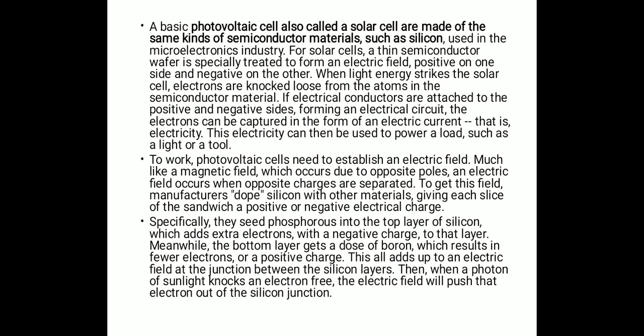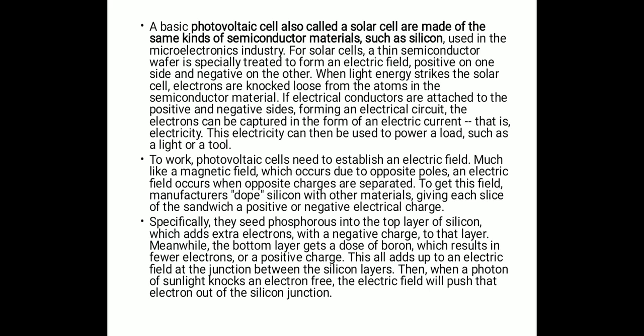The basic photovoltaic cell, also called the solar cell, is made of the same kind of semiconductor material, such as silicon, used in the microelectronic industry. For a solar cell, a thin semiconductor wafer is specially treated to form an electric field, positive on one side and negative on the other side.